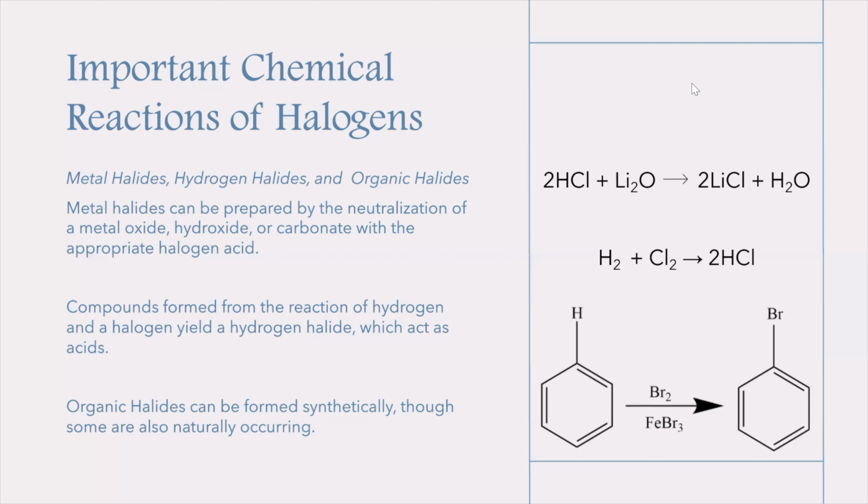We can then also look at how the hydrochloric acid is formed. Hydrogen halides are formed through the direct reaction of hydrogen and a halogen. Here we see hydrogen gas and chlorine gas reacting to produce that hydrochloric acid. And although this is an inorganic chemistry course, we can also take a look at organic halides, many of which are formed synthetically and then can be used in the synthesis of many other organic compounds. This example on the right is of the bromination of benzene under the conditions of ferric bromide.